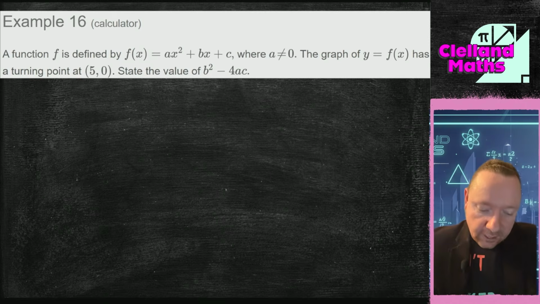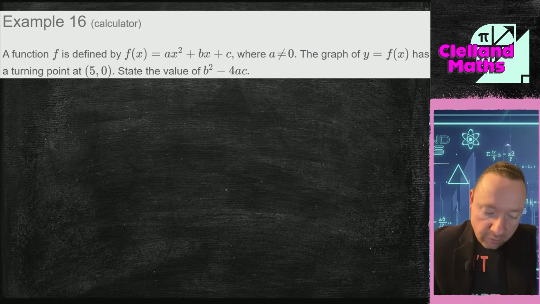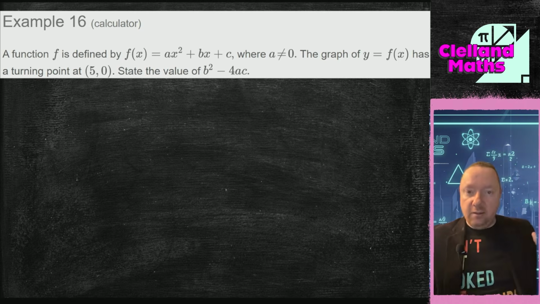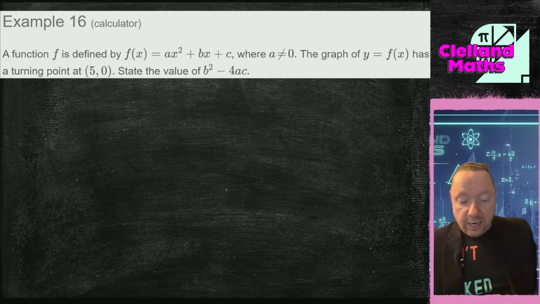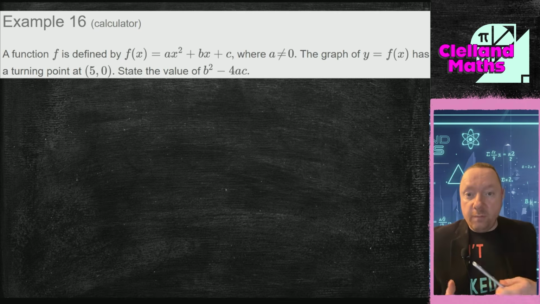A function is defined as ax squared plus bx plus c, where a doesn't equal 0. The graph of y equals f of x has a turning point at 5, 0. State the value of b squared minus 4ac. So it's trying to get you to realise this again. Quite a hard question, probably grade A. Can you translate the graphs with the maths?